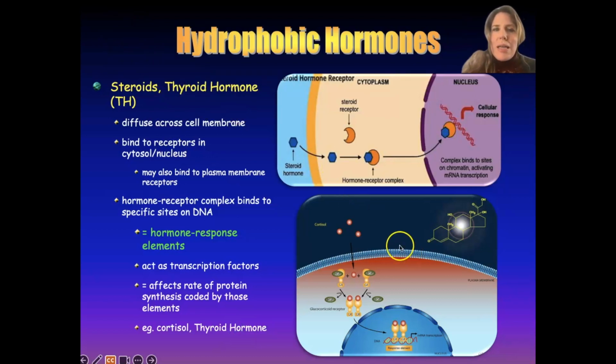So again, with these guys, they diffuse across the plasma membrane, and they're going to meet up with protein receptors either inside the cytosol or inside the nucleus itself. And once the hormone has bound to the receptor, that then is called a hormone response element. And this HRE, or hormone response element, when it's in the nucleus, is actually capable of binding to the DNA and affecting the rate of protein synthesis for the production of whatever protein we're talking about.